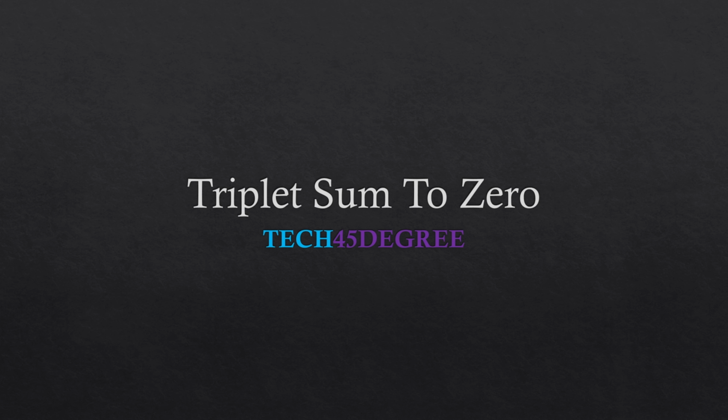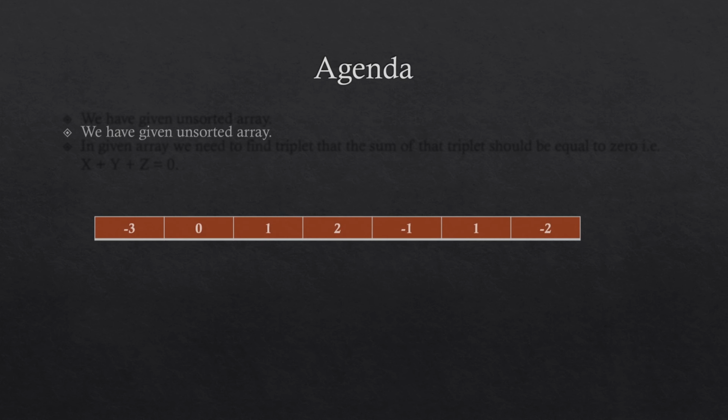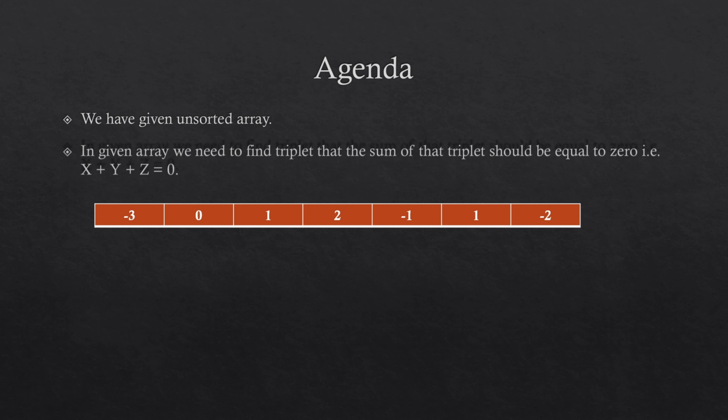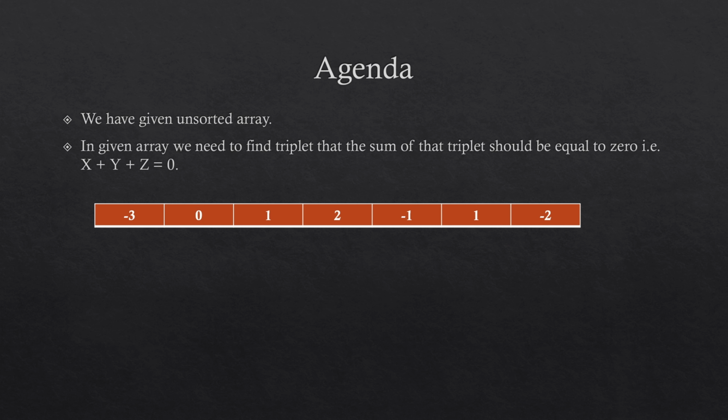In this video we will try to solve a problem that is triplet sum to 0. We have a given unsorted array, and in this array we need to find a triplet such that the sum of that triplet is equal to 0. For example, we have to find x plus y plus z, so these are the triplets, and if we add them the result should be equal to 0. And this x, y, z belongs to this array.